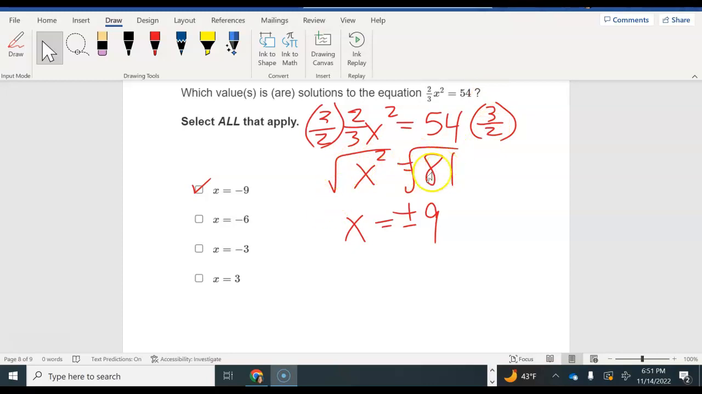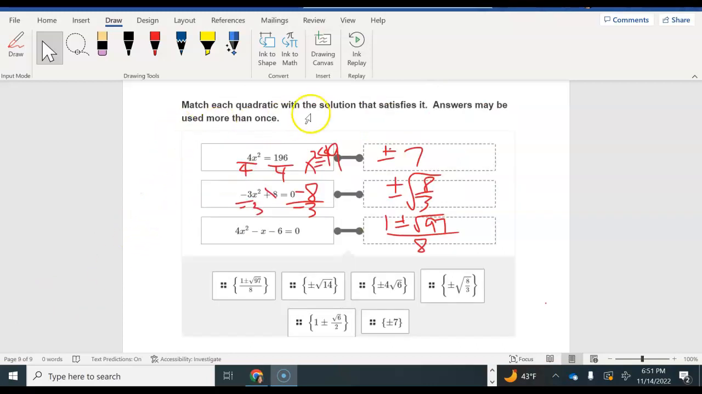Take the square root of both sides. X equals plus or minus 9. Select all that apply. There's -9, but there's no +9. So that is your only solution there. All right, the last one says match each quadratic with the solution that satisfies it. Answers may be used more than once.